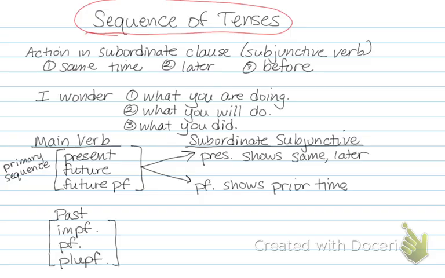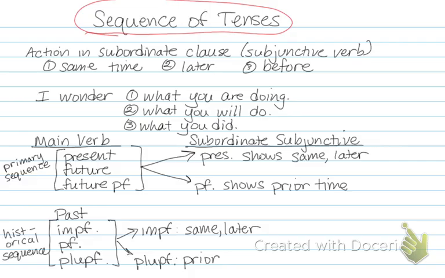If your main verb is in any of the past tenses, then if you want to show that the action of the subordinate clause happens at the same time or later, you use the imperfect subjunctive. If you want to show that the action of the subordinate clause happens before the action of the main verb, then you use the pluperfect subjunctive. Together, all of the past tenses are called the historical sequence, or in some other textbooks, you'll see it called the secondary sequence.